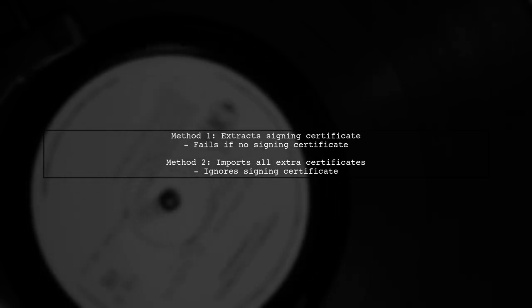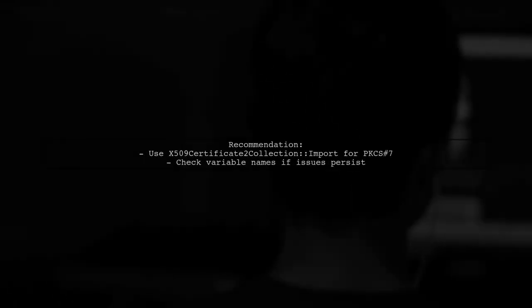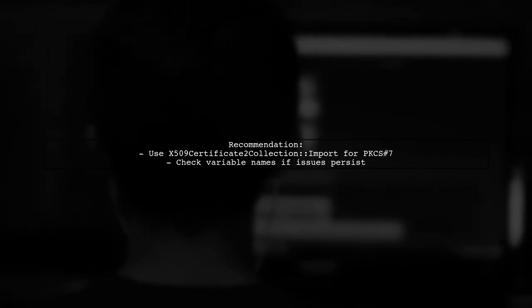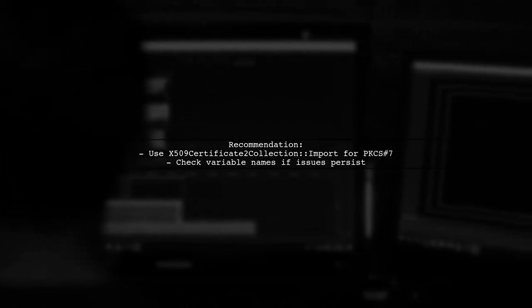The first method extracts the signing certificate. If there's no signing certificate, it fails with an error. The second method imports all extra certificates, ignoring the signing certificate. So if you're dealing with PKCS7, you likely want to use the collection import method. If not, check your variable names for issues.